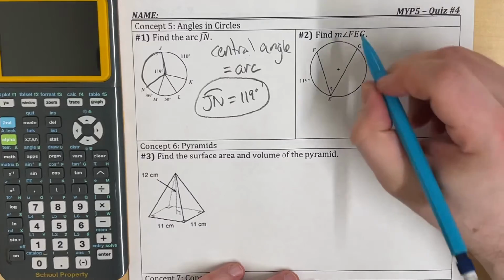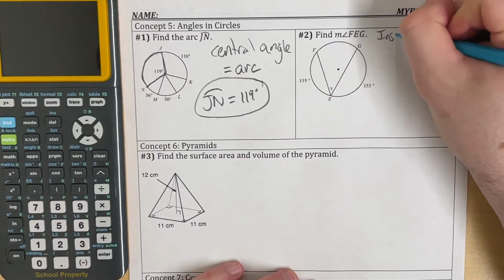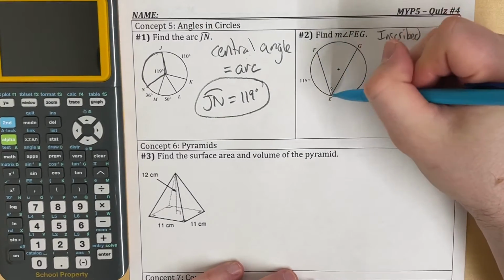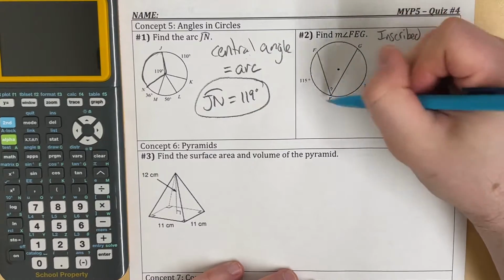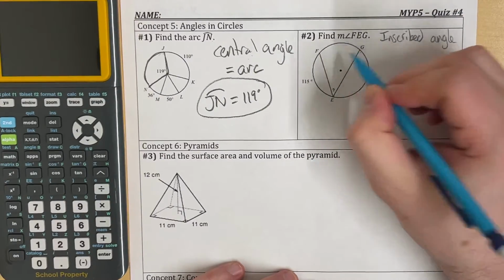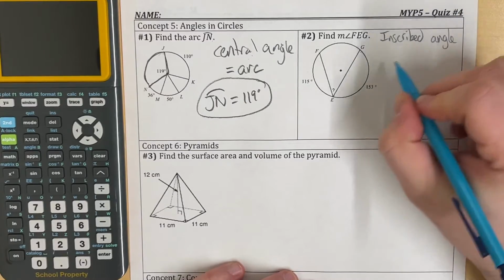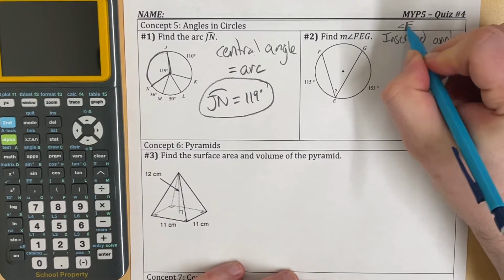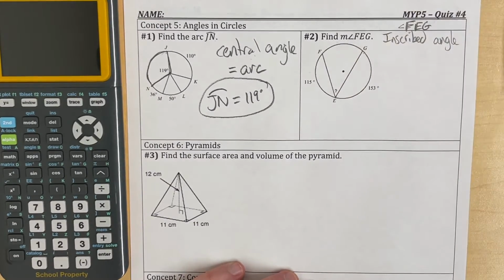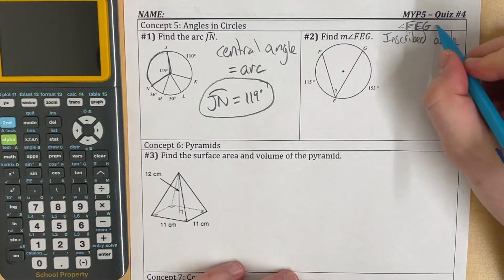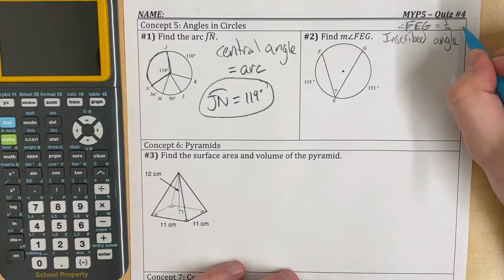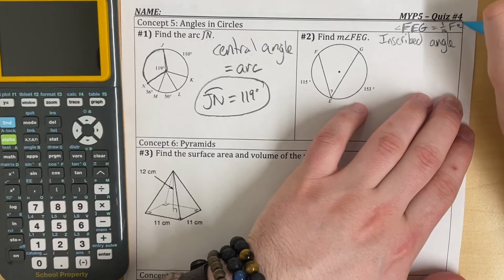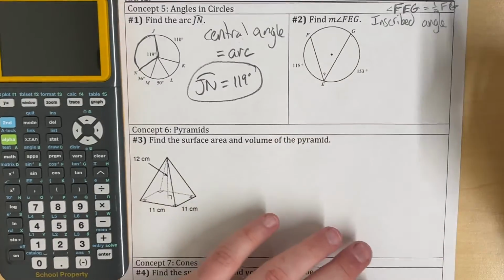However, in the second one, make sure you're saying, okay, I know this is going to be an inscribed angle because our vertex is on the circumference of that circle. And so we can say, all right, angle FEG is an inscribed angle, and we know that's equal to half of that arc FG. So if we're able to find FG, then we can find our arc that we're looking for.